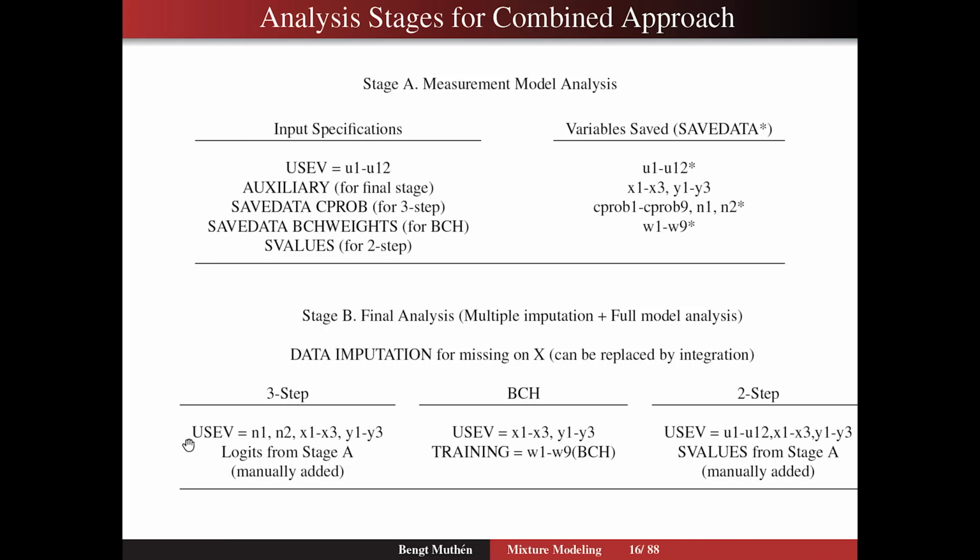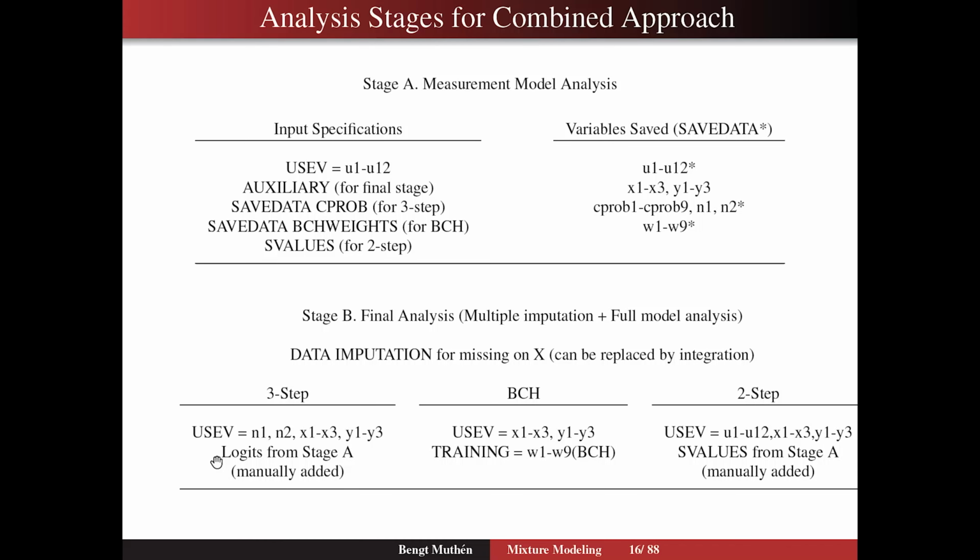For 3-step, the use variables list includes the most likely class designation, N1 and N2 for the C1 and C2 latent class variables, and then the covariates and distal outcomes. For BCH, the use variables list does not include N1 N2, but X1 to X3 and Y1 to Y3. And for 2-step, the use variables list includes the measurement model indicators U1 through U12, because we fix those measurement parameters, as well as the covariates and the distal outcomes.